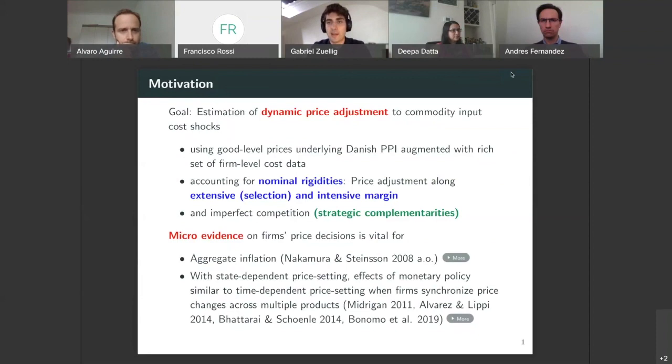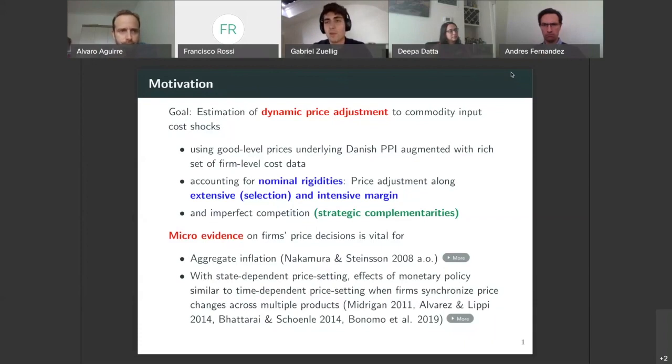And then what we introduce in the estimation of this pass-through is features that are common to many macroeconomic models, most prominently nominal rigidity. So be it some kind of Calvo price setting or state-dependent price setting models, we need to distinguish between an extensive margin of adjustment to shocks and an intensive margin, so by how much we're going to adjust prices. And the second feature is that firms are not perfect price takers. So when setting up our methodology for the estimation, we can account for these strategic complementarities between firms' pricing decisions.